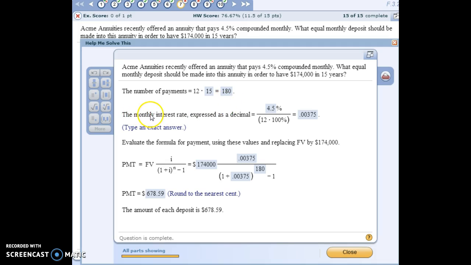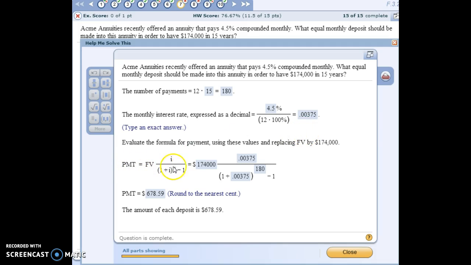And then since the interest is compounded monthly, you need to find the monthly interest rate. So take the yearly rate that's given, divide by 12, and you'll get the monthly interest rate. And now you're ready to plug all the values into the formula.